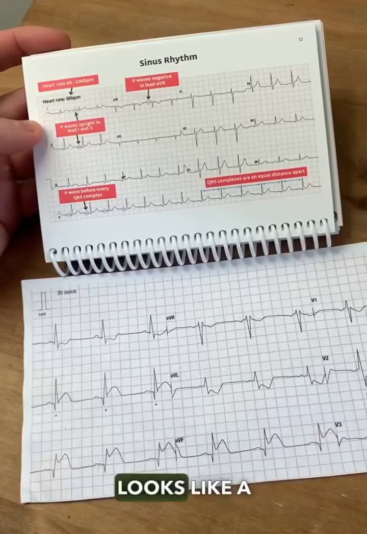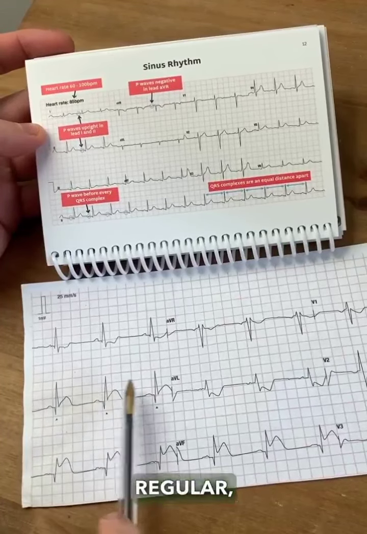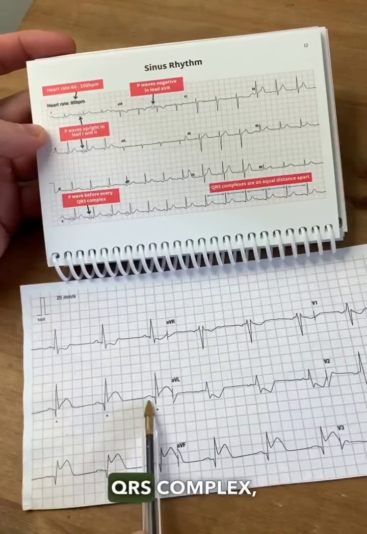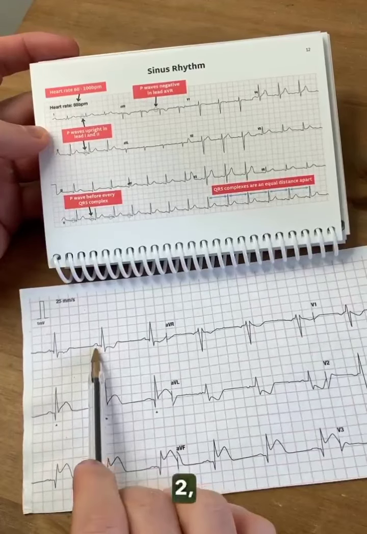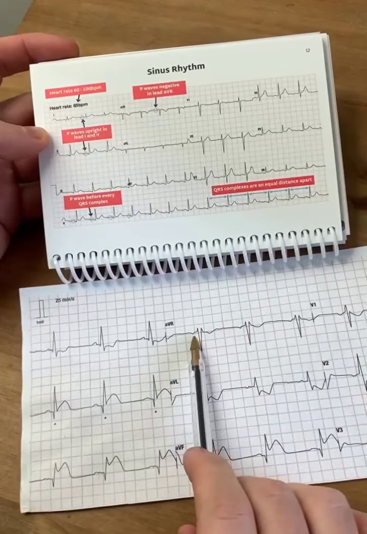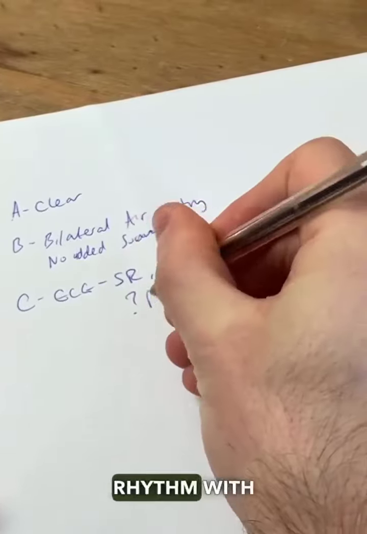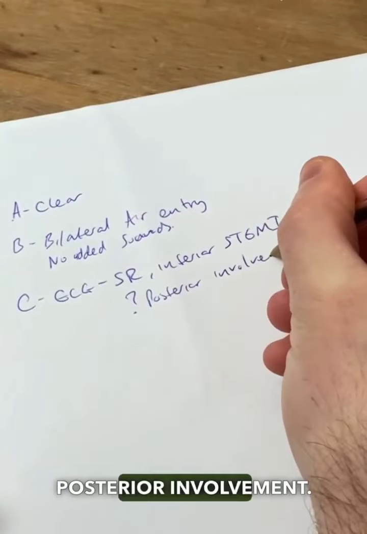So this rhythm looks like a sinus rhythm because it's regular. There's P waves before each QRS complex, and the P waves are facing up in leads 1 and 2 and down in lead AVR. On my PRF I'd write sinus rhythm with an inferior STEMI and potential posterior involvement.